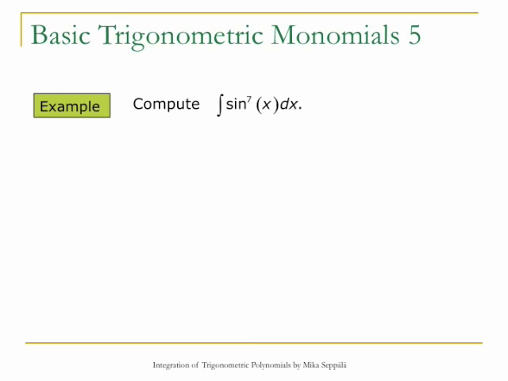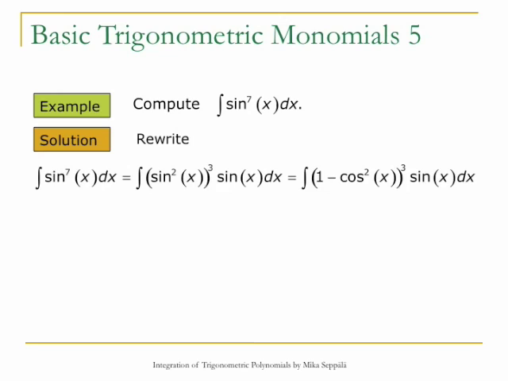We use this method to compute the integral of sine to the power 7 of x dx. In this case, the power of cosine is 0, but the same method still applies. So we compute the integral of sine to the power 7 by observing that sine to the power 7 is sine to the power 6 times sine. And sine to the power 6 is sine squared raised to the power 3. So the integral of sine to the power 7 of x dx becomes the integral of sine squared of x raised to the power 3 times sine of x dx.